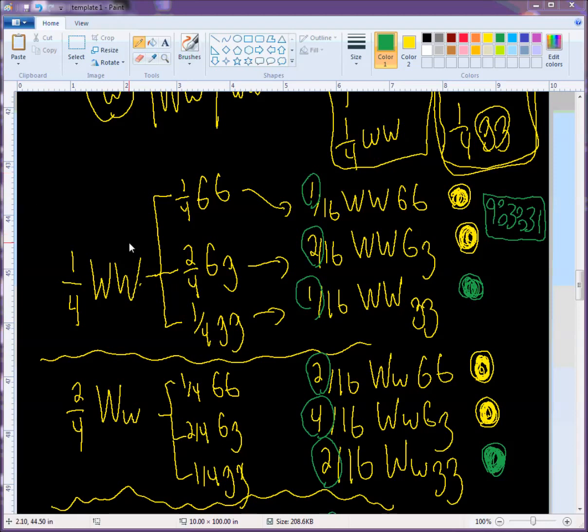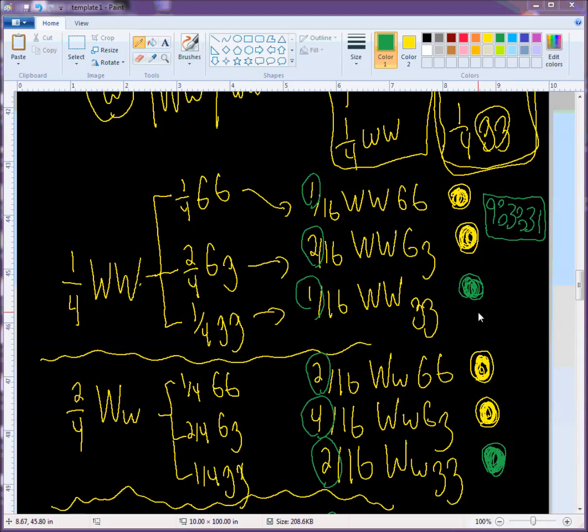That was 3 out of 16, right? 3 out of 16 were round and green. That was the phenotypic ratio, 3 out of 16 of the F2 offspring had round and green phenotypes. But not all of those were true breeding. True breeding means essentially that both the W's and the G's have to be homozygous.